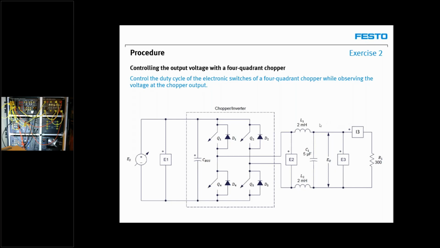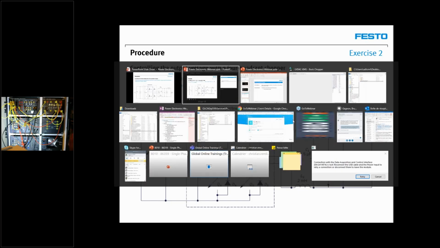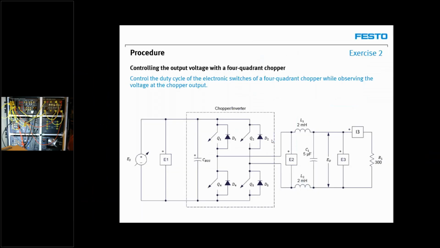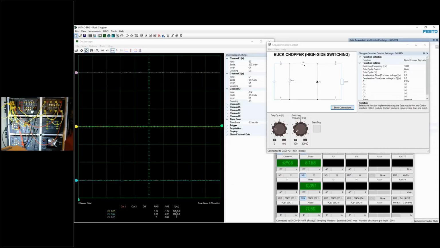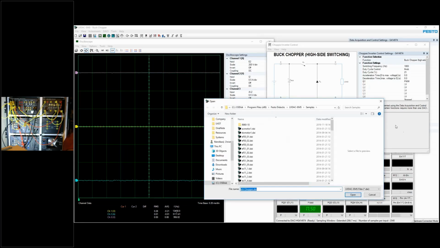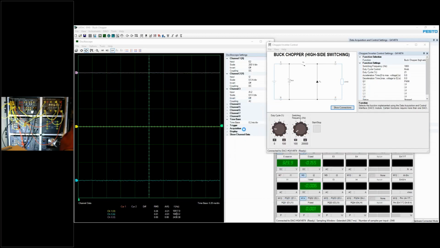So here in LVDAC, I will again open a new configuration file. Here LVDAC tells me that it has lost connection when I shut off the power. So I just tell it to try reconnecting, which it does automatically. Then I will open my next configuration file for 4-quadrant chopper here.